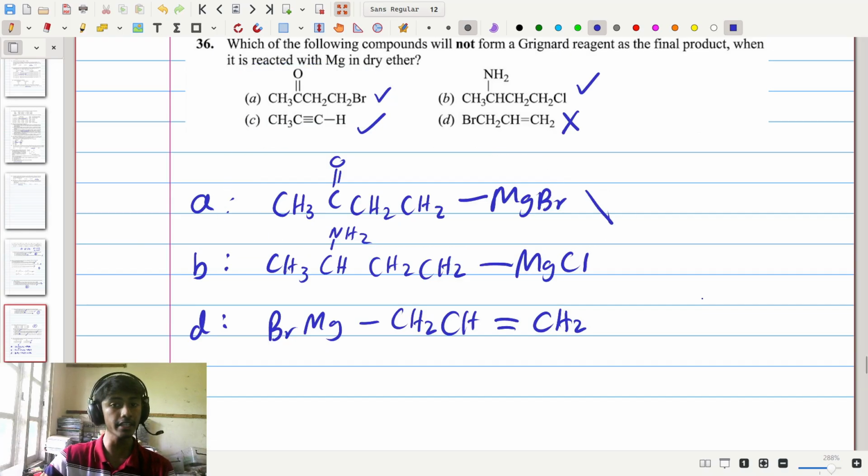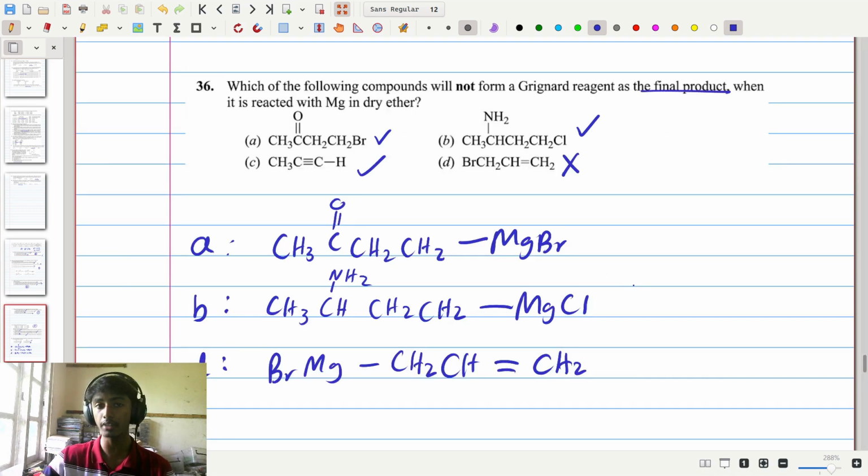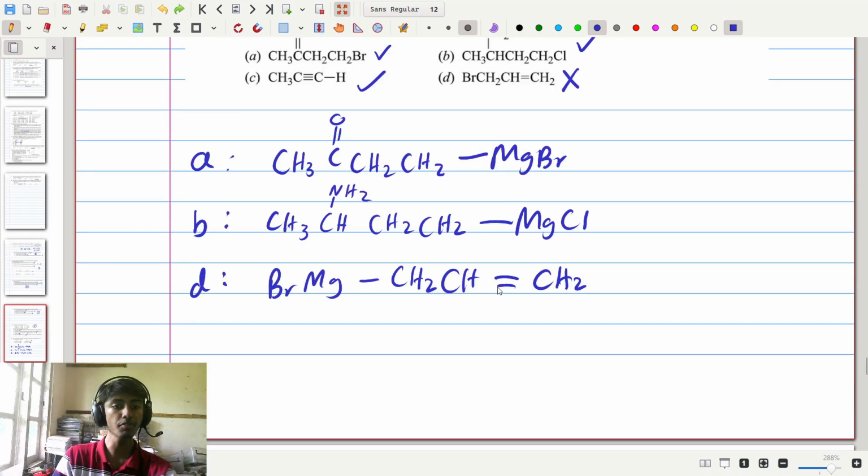So A is incorrect and therefore will not form a Grignard reagent as the final product when reacted with magnesium in dry ether. Now similarly, if you consider B, it will not form this as a final product due to the fact that these hydrogens here will be attracted towards this carbon, which is going to be extremely negatively charged, due to this magnesium, which is going to be positively charged.